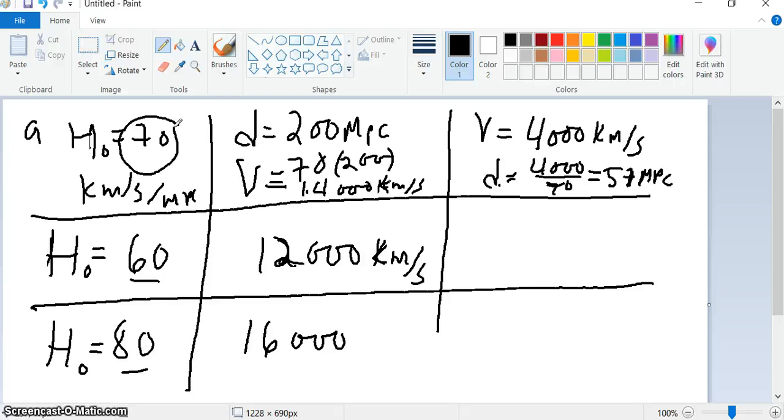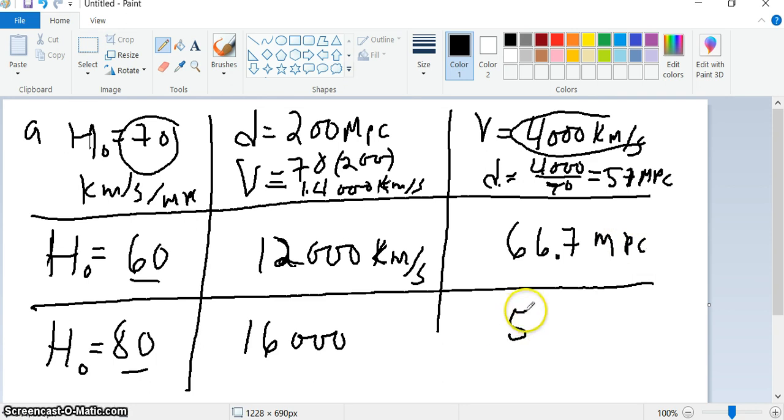All right, so anyhow, with 60, the distance to something that has a recession velocity of 4,000 is this exact same thing as 4,000 divided by 60. So that distance turns out to be 66.7, and the answer is, of course, megaparsecs. And then this one is 50 megaparsecs. All right, so that's problem number 3. They just want you to use Hubble's law in several different ways.